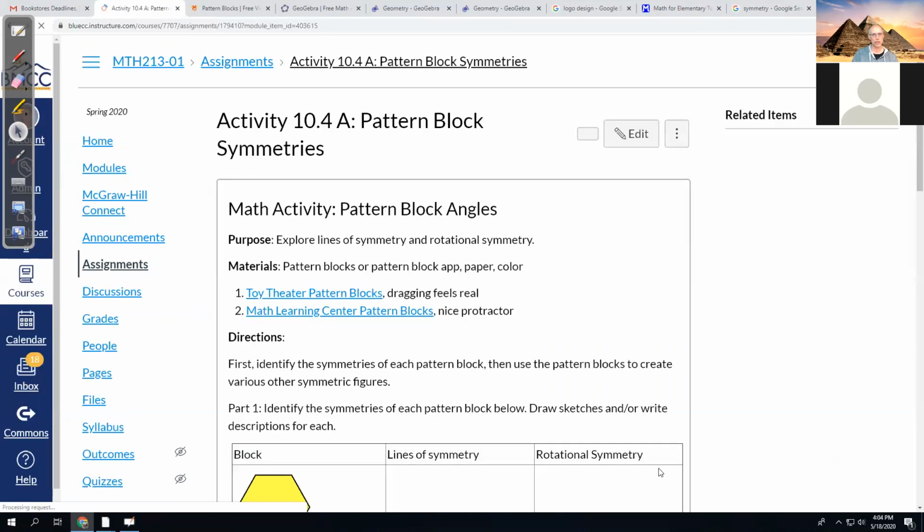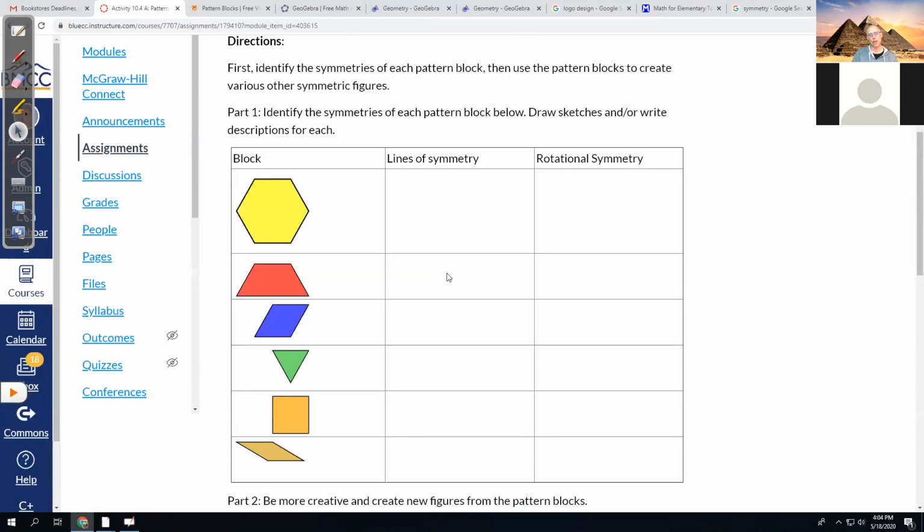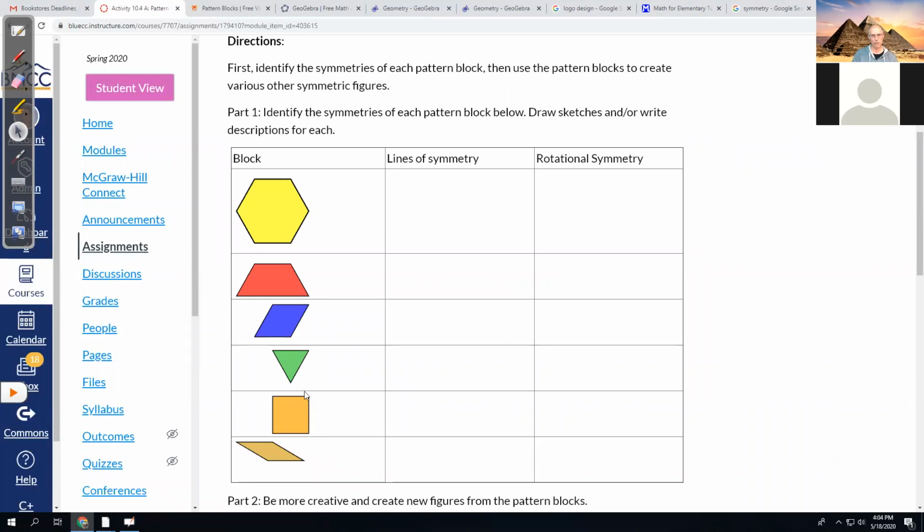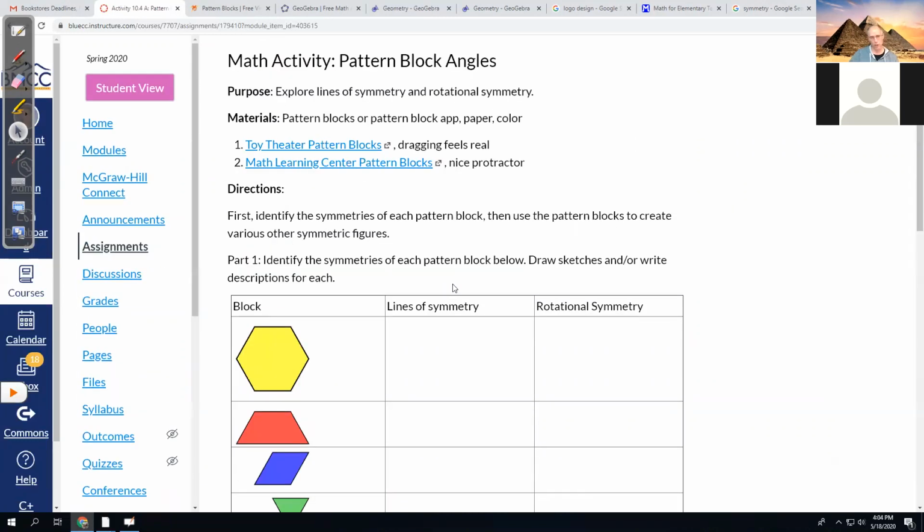And let's take a look at the activity. All right, so we're going to continue playing with pattern blocks like we've done the last few weeks. They're just a fun tool for geometry. A lot of classrooms have them, and there's these online versions. I linked to the two I like lately.